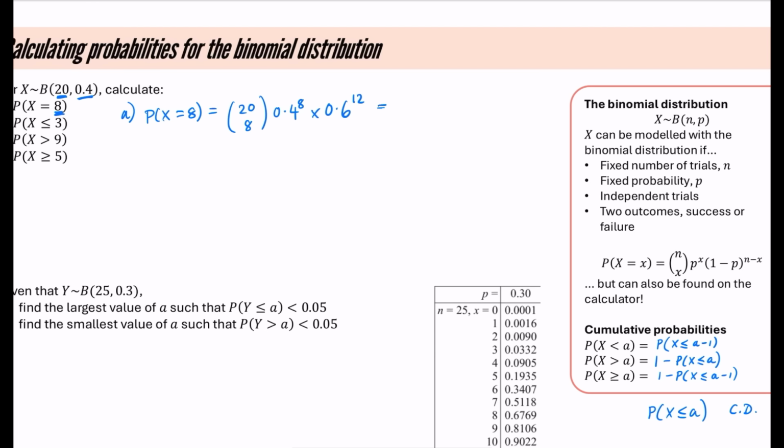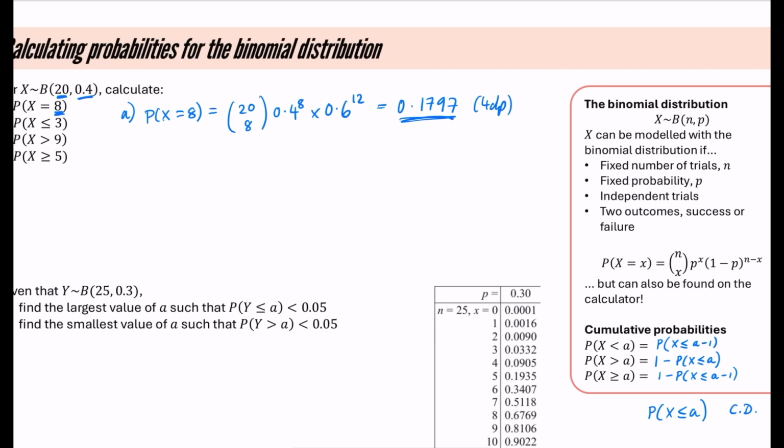Now, I'll just do 20 choose 8 on my calculator. That's a big number, 125,970. I'll times that by 0.4 to the 8, times by 0.6 to the 12, and we get 0.1797. I'm always going to be going for sort of 4 decimal places for these questions.